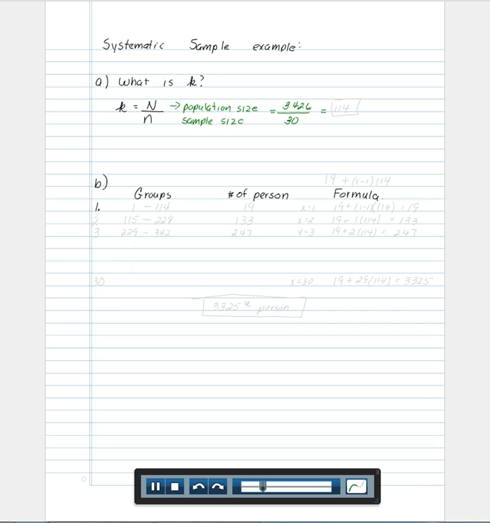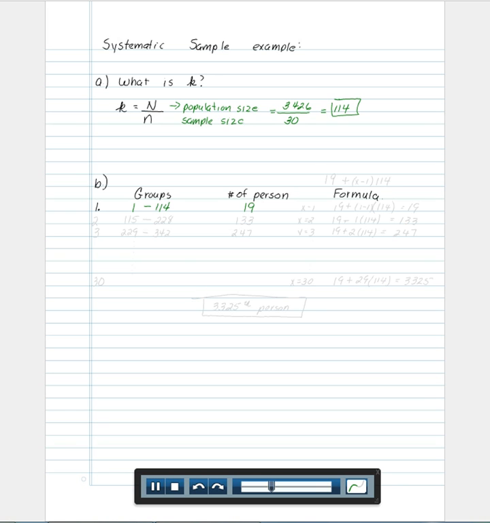So if we divide that out, this tells the size of our groups, and it's going to have a fraction left over, so we're just going to round that off to 114. Okay? So that's going to be our group. So our first group will go from 1 to 114. Now, they ask us to go ahead and randomly select a number to start with, and they pick 19. So 19 is the first one we're going to start with, and that's just done by random selection.